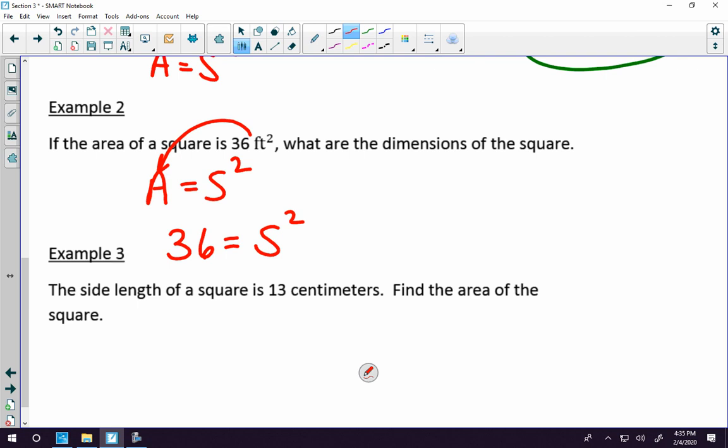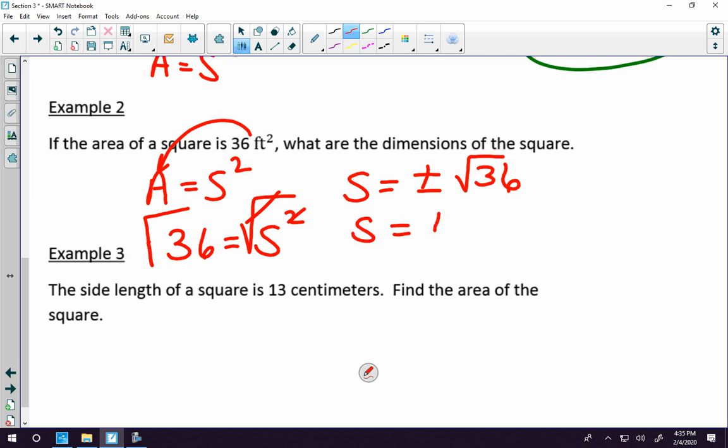Well, the inverse operation of squaring is to square root both sides. The square root and the square cancel each other, and we're left with s equals plus or minus the square root of 36. So the side length is equal to plus or minus, 36 is a perfect square, so it turns out to be 6 feet. Now, why plus or minus? Because we're using the square root property, we've got to have two solutions there. However, length can't be negative, so we're going to ignore the negative answer there and say the side length is just 6 feet.